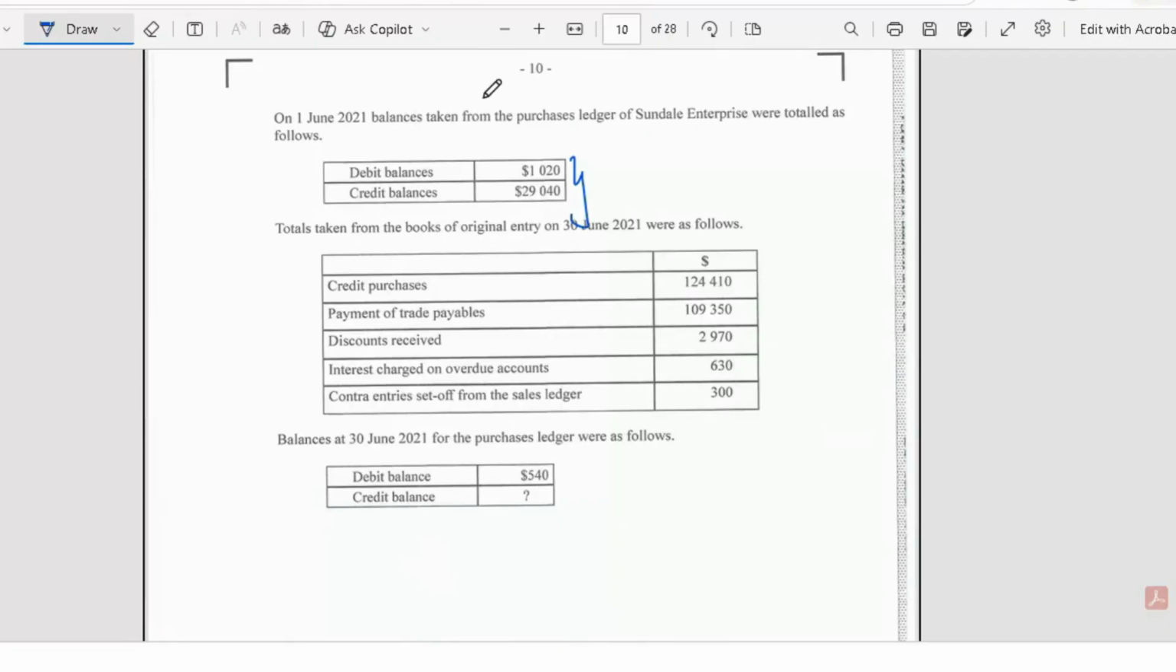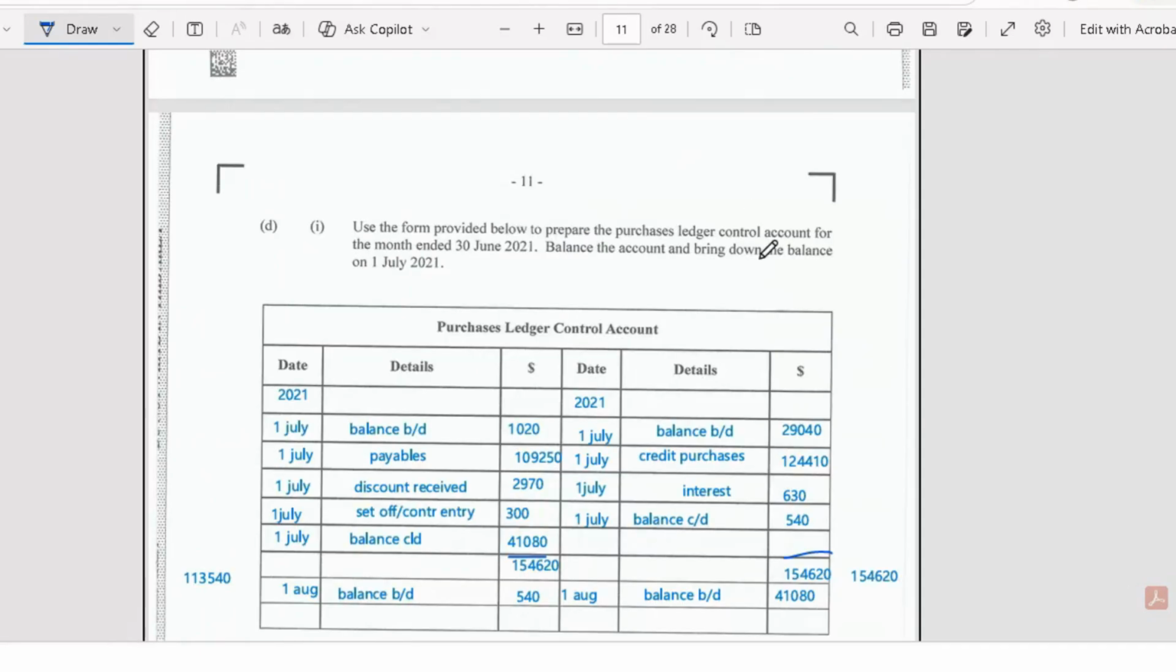Then it says on the 1st of June 2021, balances taken from the purchases ledger were as follows. Totals taken from the books of original entry were as follows, and balances at the 30th of June 2021 were as follows. So note, please, that there was not any credit balance for your ending balance. So we need to create a purchases ledger control account for the month ended the 30th of June 2021. Balance the account and bring down the balance on the 1st of July 2021.